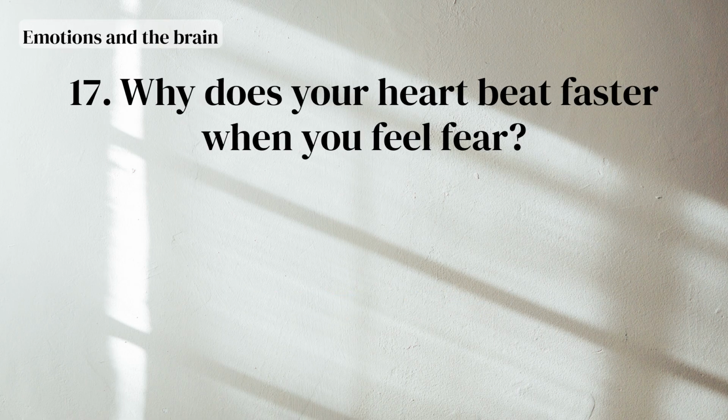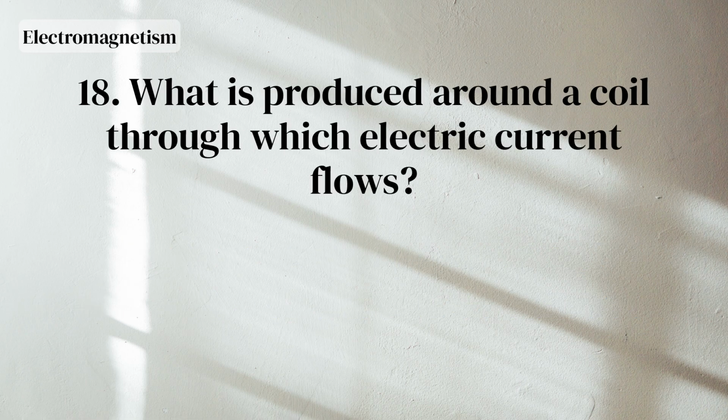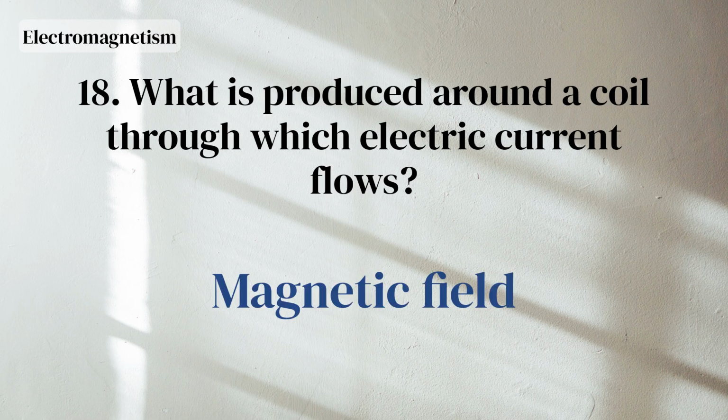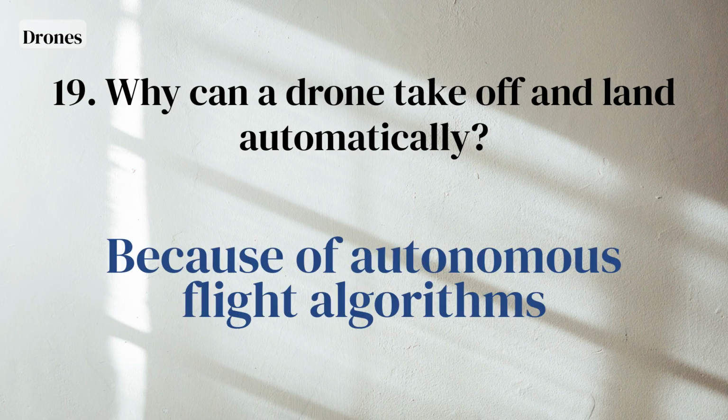Transpiration. Why does your heart beat faster when you feel fear? Because of autonomic nervous system responses. What is produced around a coil through which electric current flows? Magnetic field. Why can a drone take off and land automatically? Because of autonomous flight algorithms.